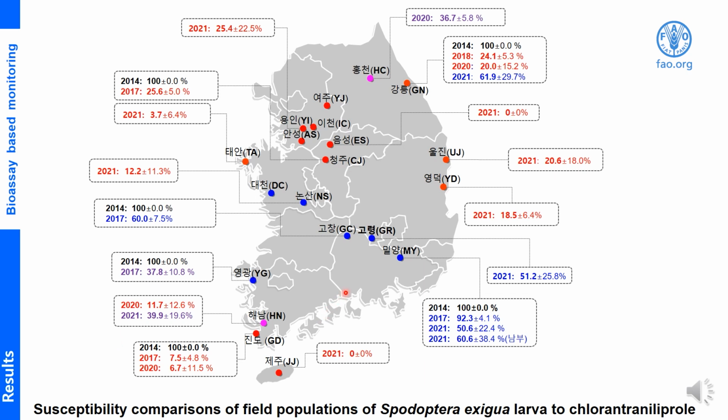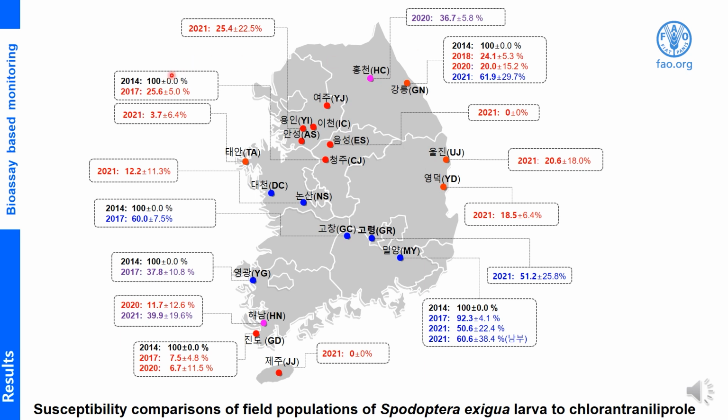But yeah, this is the result. When we treated the recommended concentration in 2015, at that time, we treated the same concentration. The mortality, most of the field populations showed 100%. Their control efficiency was really good.